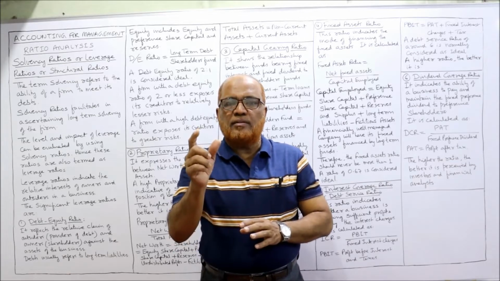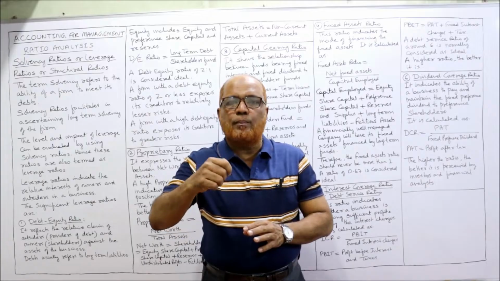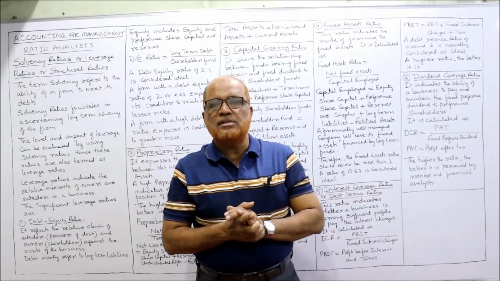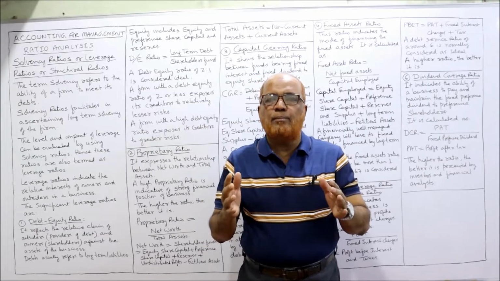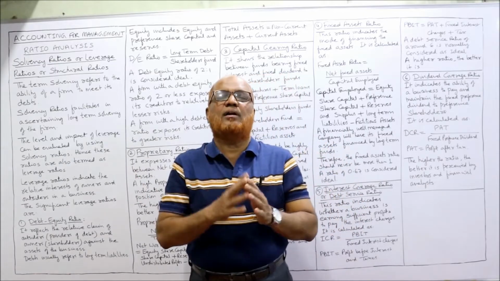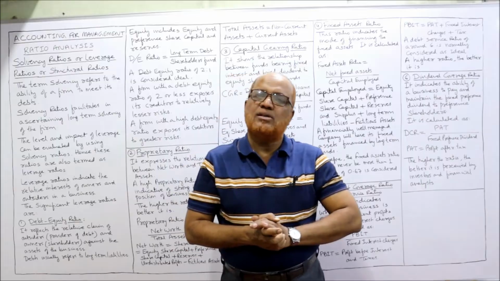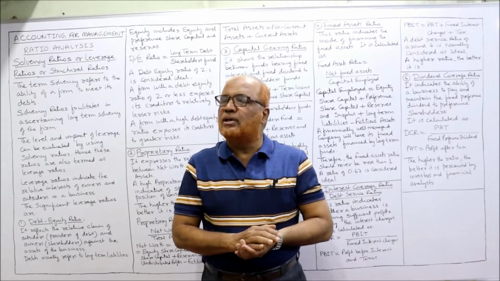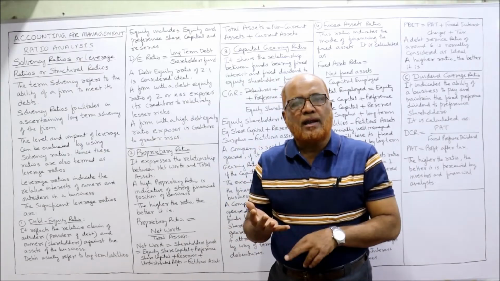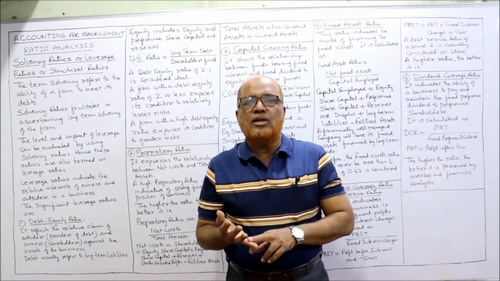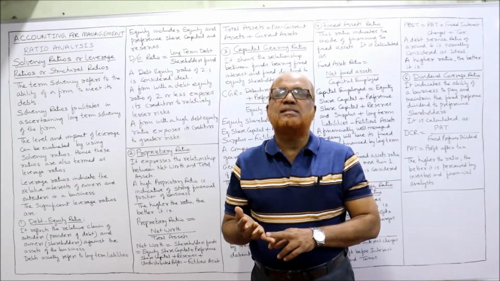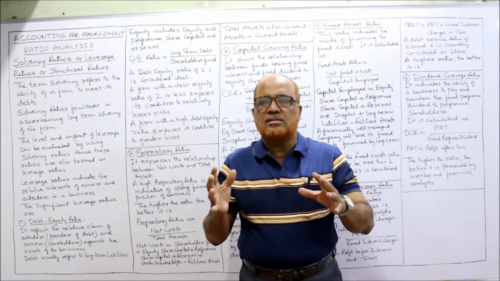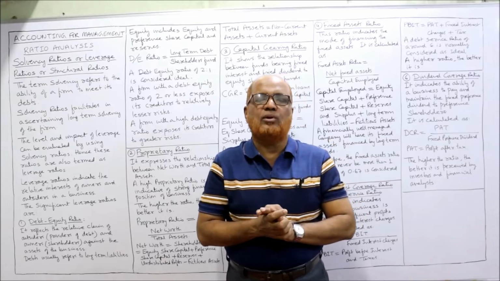Liquidity means the ability of the business to pay the current obligations on time. Every business wants to find out the ability to pay current liabilities on time. That is called liquidity. For finding out the liquidity, we have three liquidity ratios: first, current ratio; second, liquid ratio or quick ratio or acid test ratio; third, absolute liquid ratio. All these things I have already explained in the previous video.